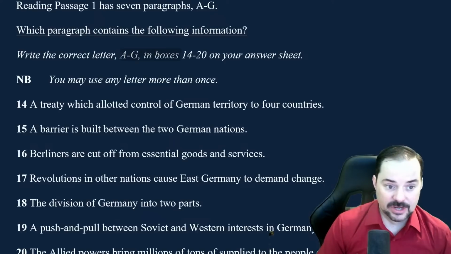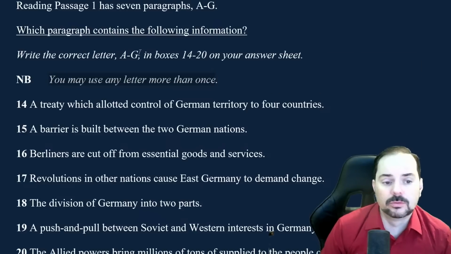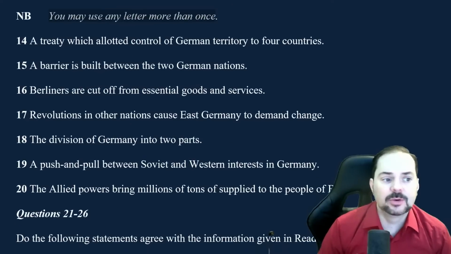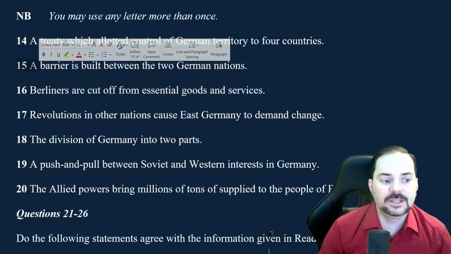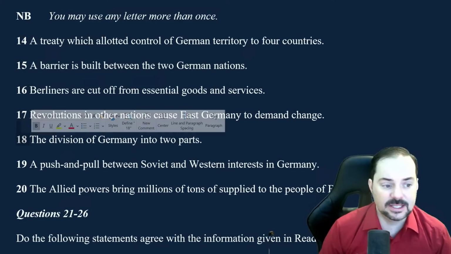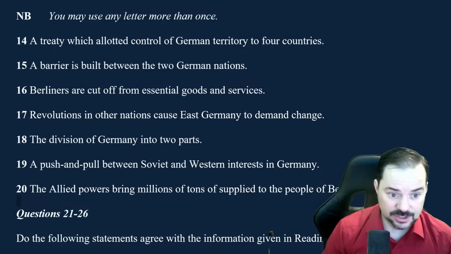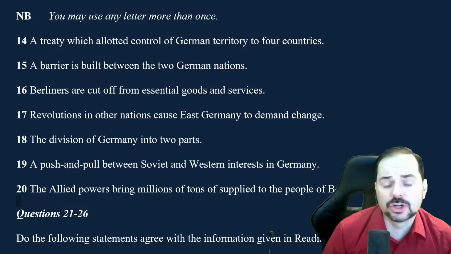Write the correct letter A to G. You can use any letter more than once. So maybe you have one paragraph where you have two answers. And here we have 14, 15, 16, 17, 18, 19, 20. So we have 7 questions. You cannot search for answers.